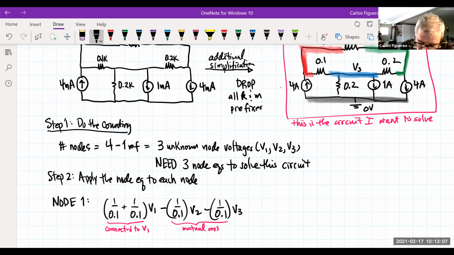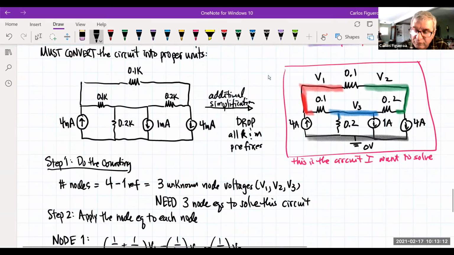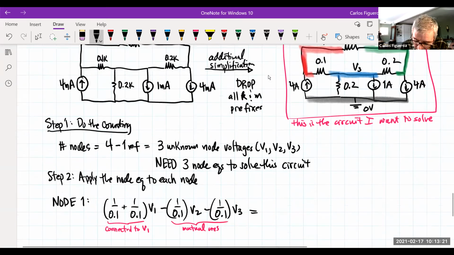And then I asked the question about the source now. How many sources are flowing into the red node? And you could see that there's only one. It's the current source flowing into the node. So what am I going to do? I'm going to come in, I'm going to put +4. Look at that. No kilo-ohm resistors. There's no milliamps anywhere, but this guarantees that I'm going to get volts when I punch this into my calculator. Let's go to node 2.